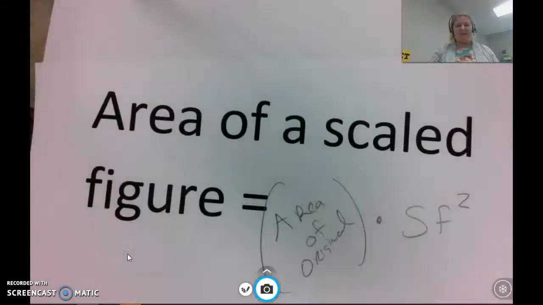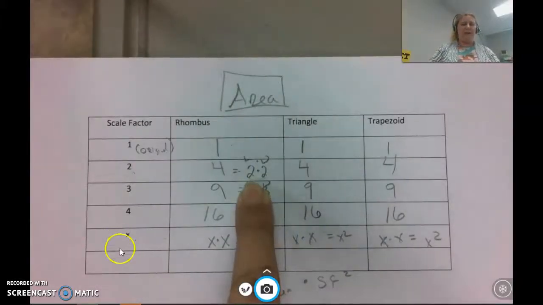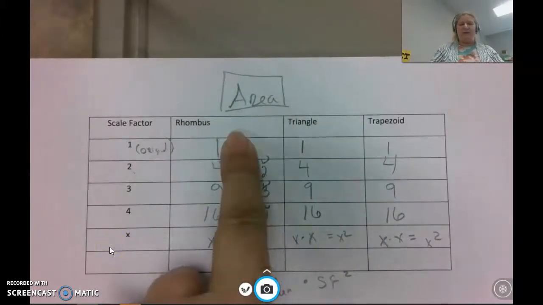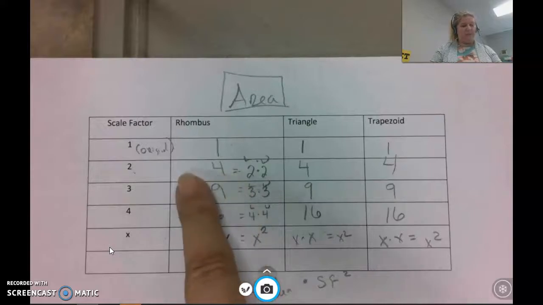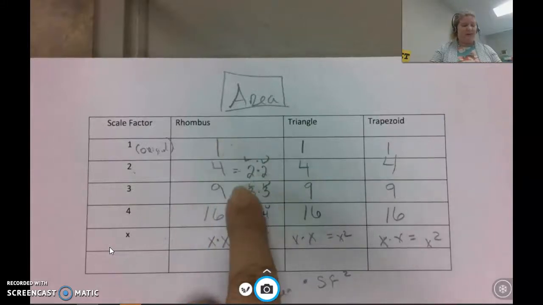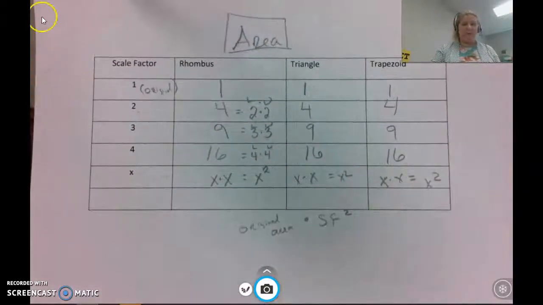But if you do understand this, then it will help you to make it easier. But if that seems too much, go back here and think about it like, okay, I take the original area and multiply it by the scale factor, once for the width and once for the length. So I would do the original area times the scale factor times the scale factor. And that concludes this lesson.